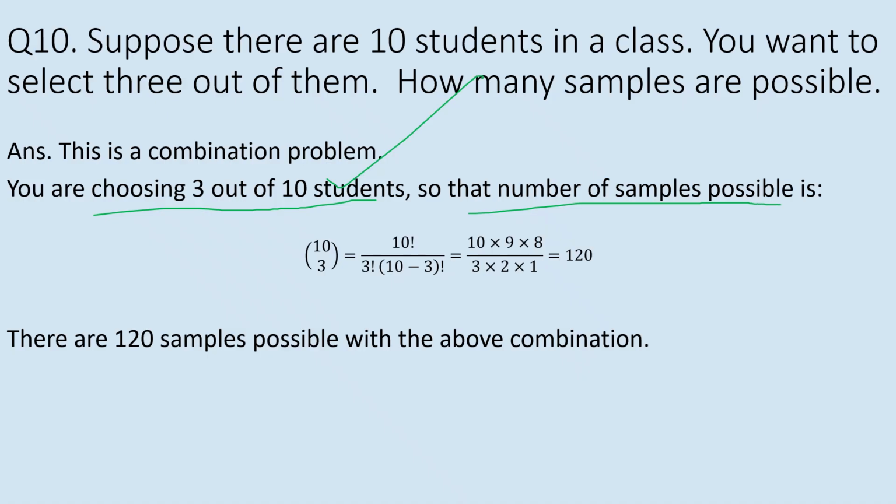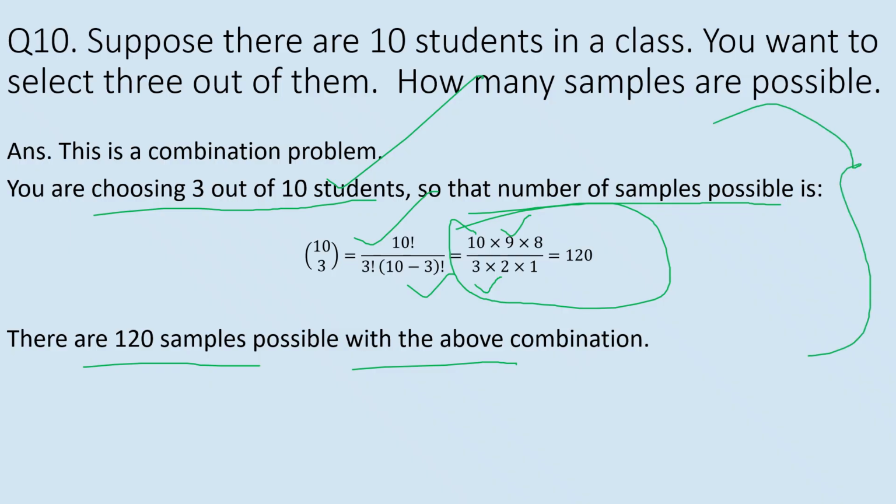So we will do 10 factorial divided by 3 factorial into (10 minus 3) factorial. When we elaborate it, it is 10 into 9 into 8 divided by 3 into 2 into 1, which is equal to 120. So hence there are 120 samples possible. Here, we have to solve the combination problem.